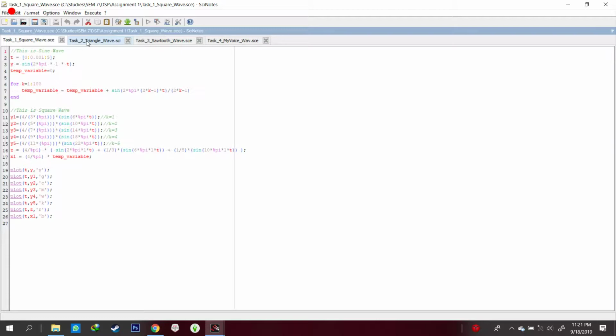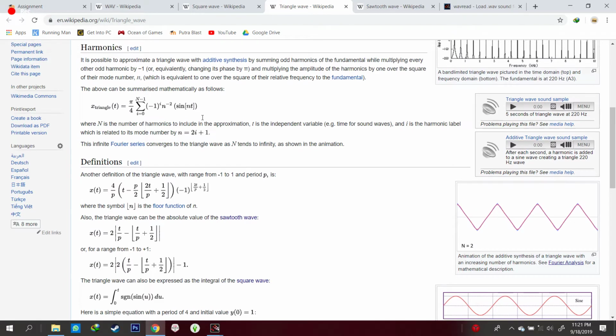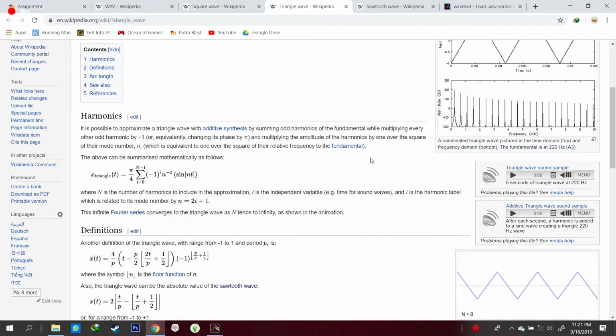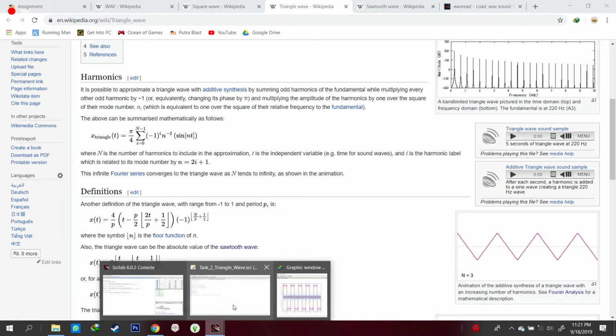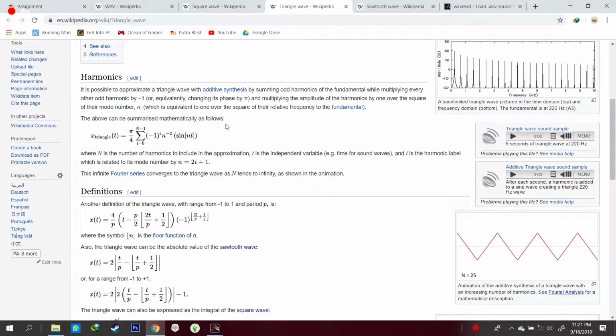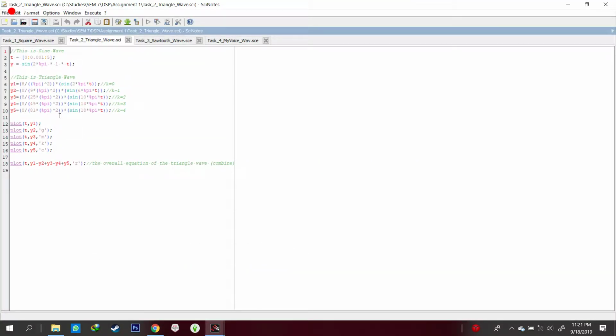Next I'm going to show you the triangle wave. The triangle wave is a non-sinusoidal waveform named for its triangular shape. It is periodic, piecewise linear, and a continuous real function. For this equation, I just easily get it using this equation. After I simplify it, I can get this kind of general formula.